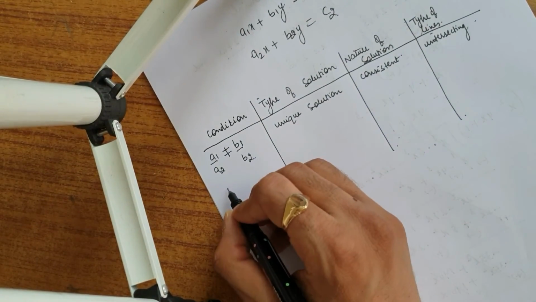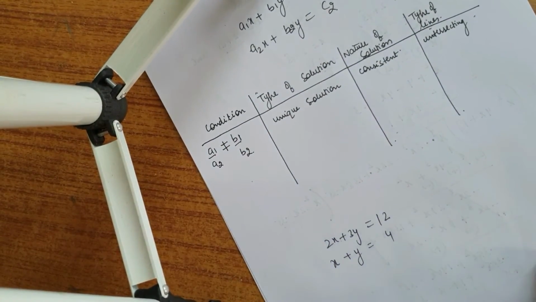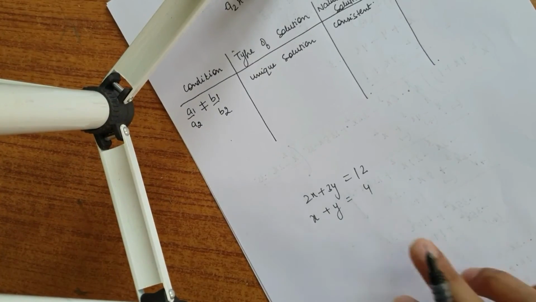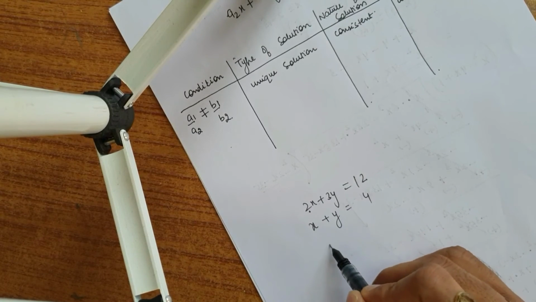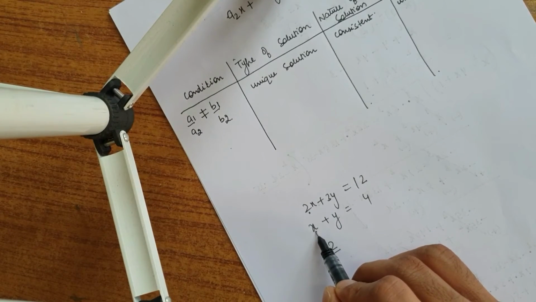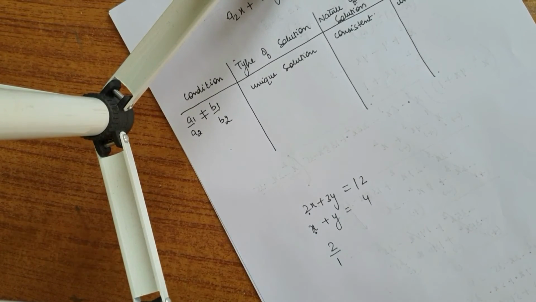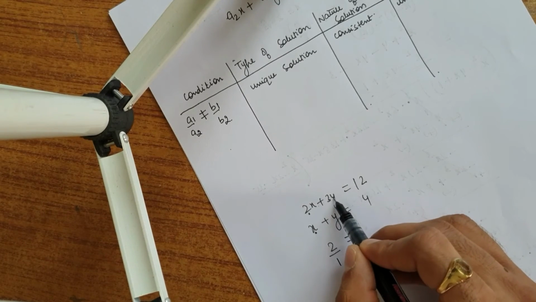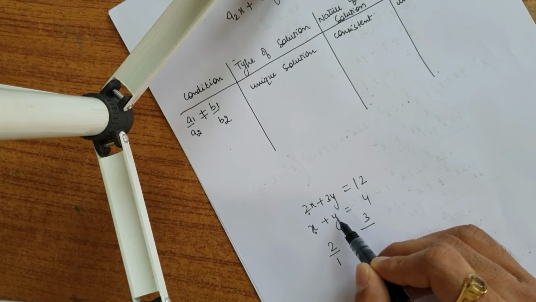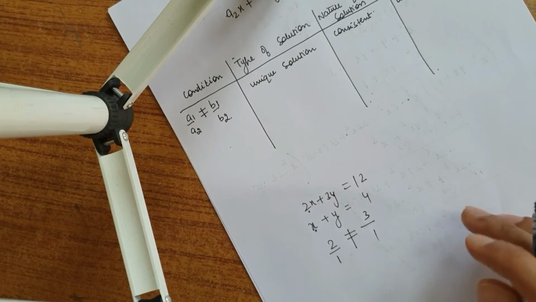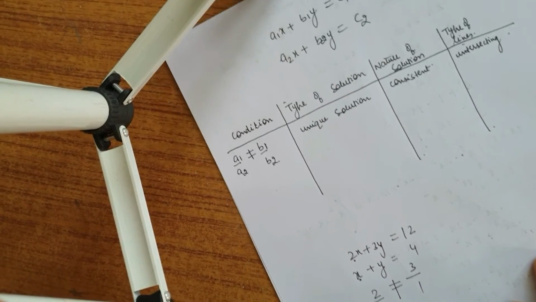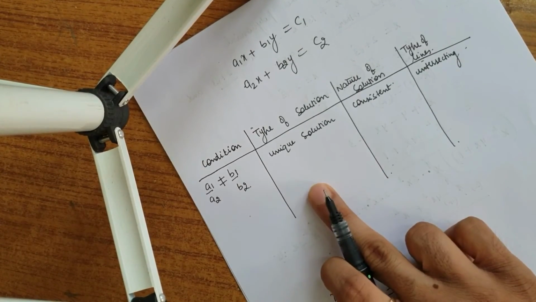Next condition, discussing the example. Now here, what is a1? A1 is the coefficient of x, which is 2. What is a2, the coefficient of x in the next line? It is 1. So you can see that 2 by 1 is not equal to 3 by 1, the ratio of the coefficients of y. So in such cases you will always get intersecting lines.